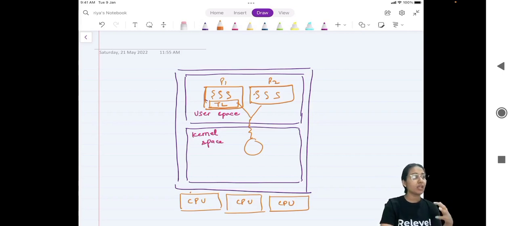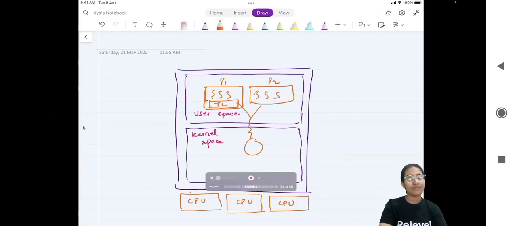What are the advantages of using user level threads? It is faster and efficient. The context switch time is shorter than kernel level threads. And it is simple to create, switch, and synchronize threads without the intervention of processes.